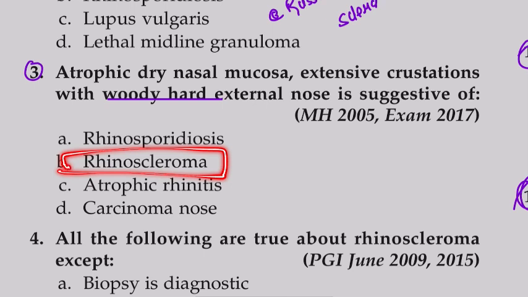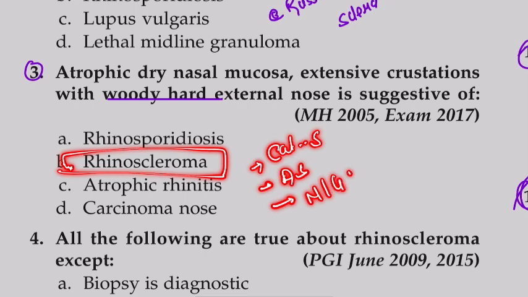The other thing about it is rhinoscleroma, or respiratory scleroma. It has four stages. One is the catarrhal stage, another is the atrophic stage, another is the nodular or granulomatous stage, and another is the cicatricial stage.